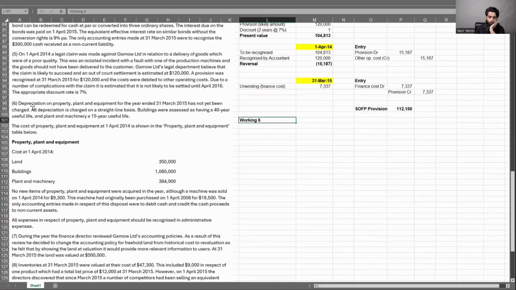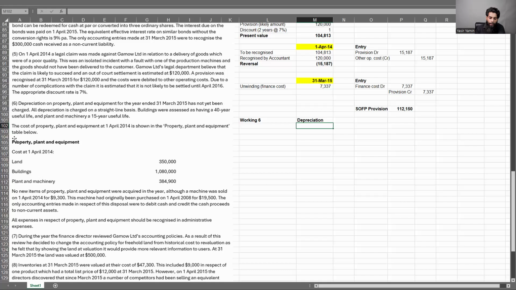Okay. It says that depreciation on property, plant and equipment for the year ended 31st March 2015 has not yet been charged. Very good. We will charge it on our own. It says all depreciation is charged on a straight line basis. Buildings were assessed as having a 40-year useful life and the plant has a useful life of 15 years. You have 3 items in your PP&E at cost value. There is land, but land is not depreciated. There are buildings of 1080,000 and plant and machinery of 384900.